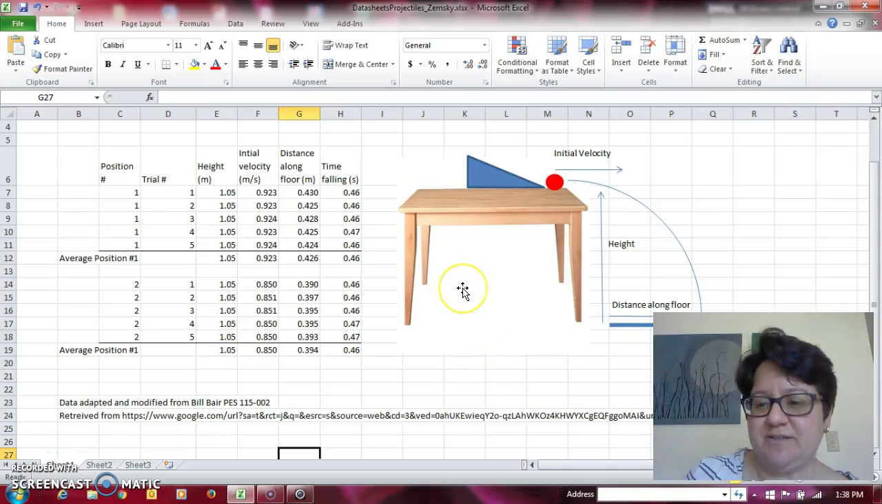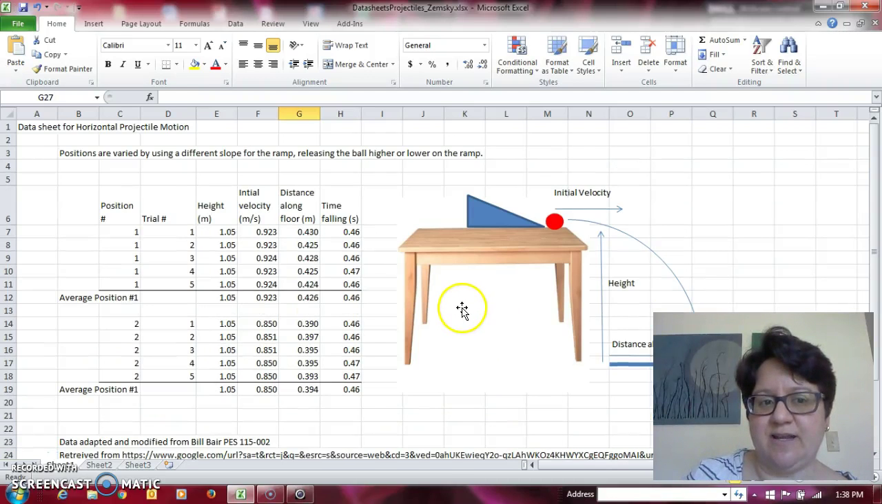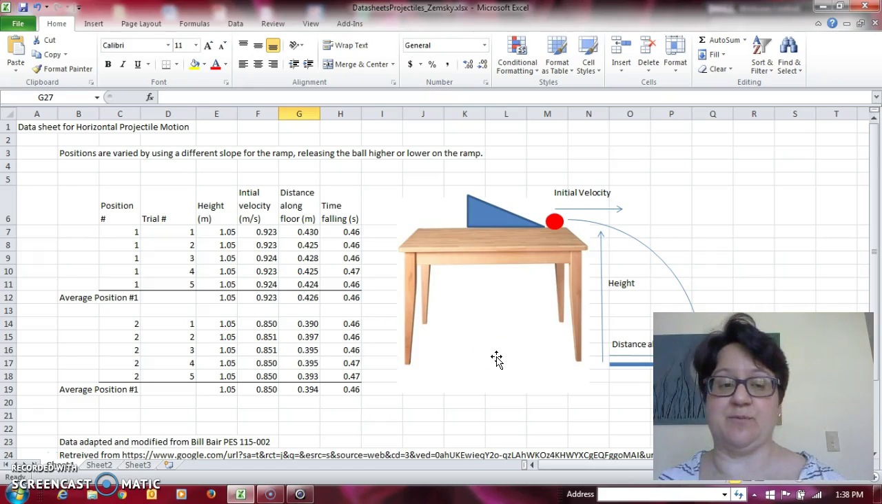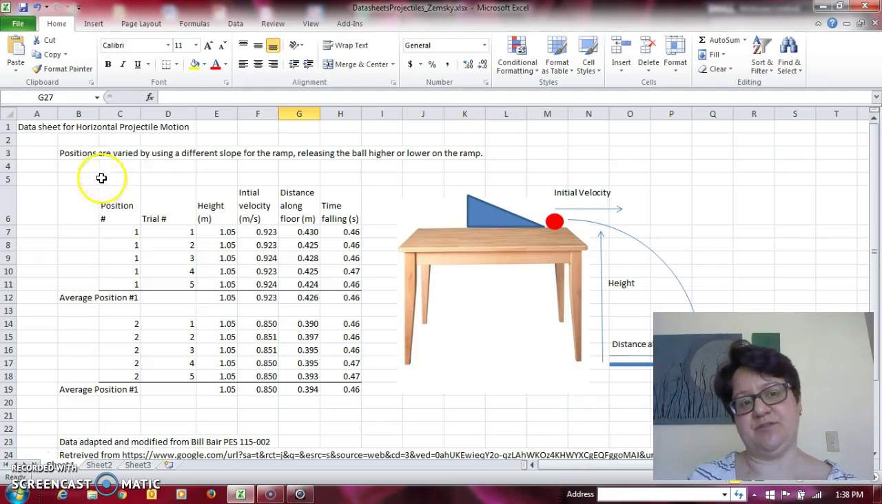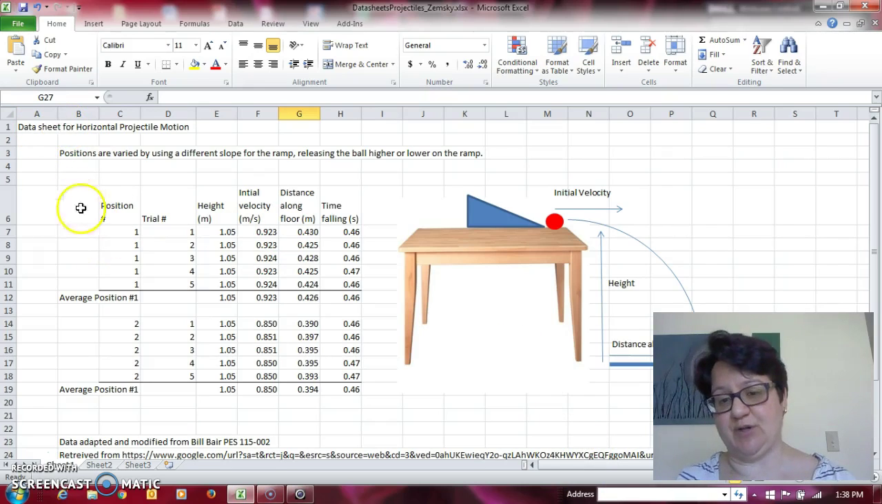Hi everyone, this is Christine Zemsky, and I'm going to be talking today about some data that we collect from a physics experiment on projectile motion. And actually the students are going to be looking specifically at the horizontal projectile motion in this experiment.